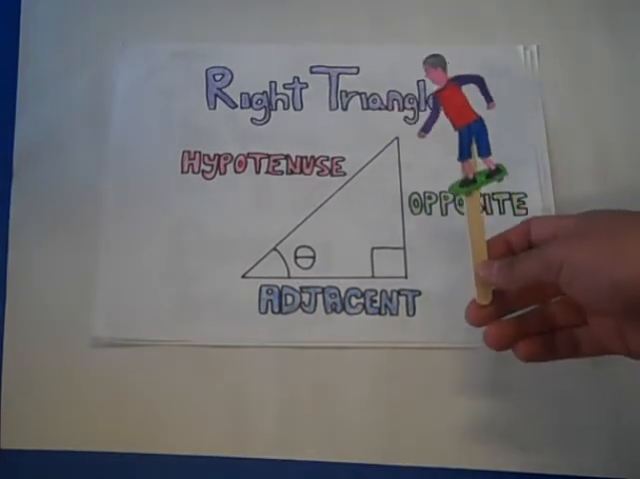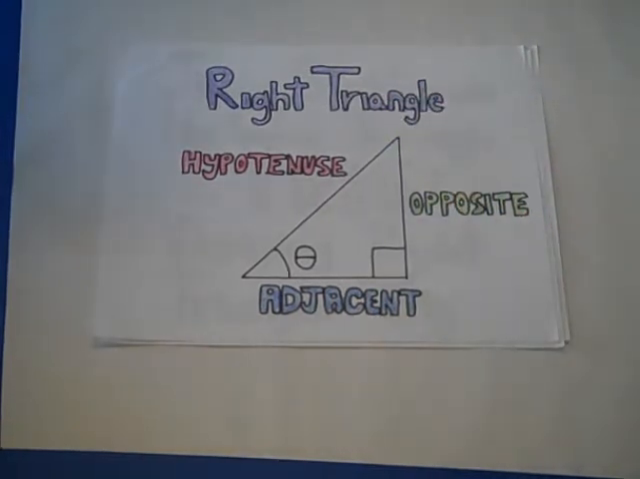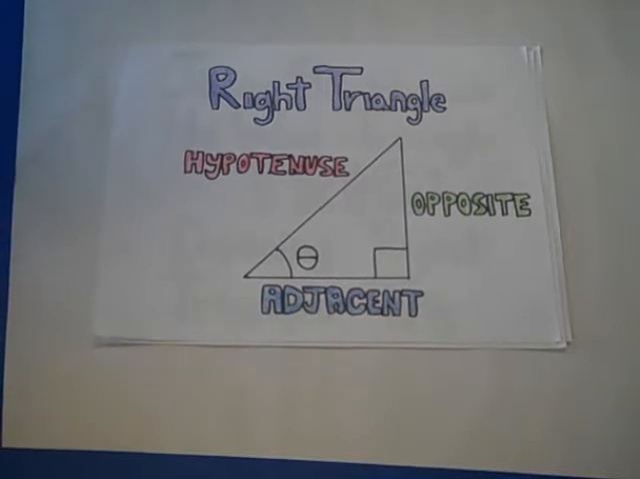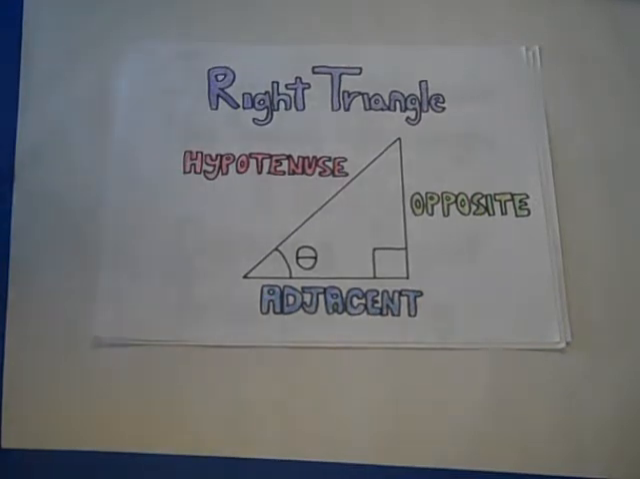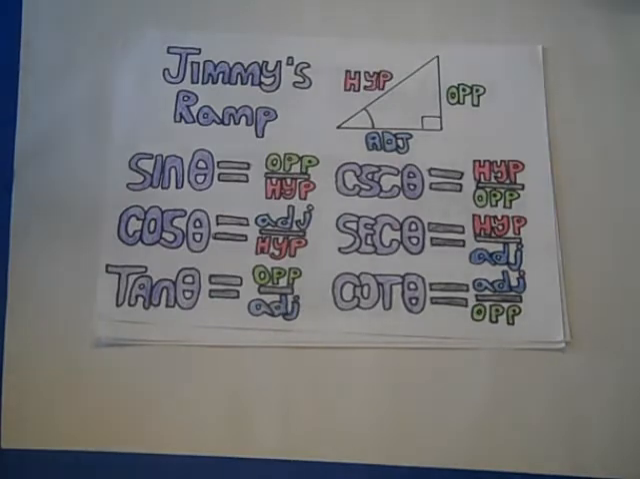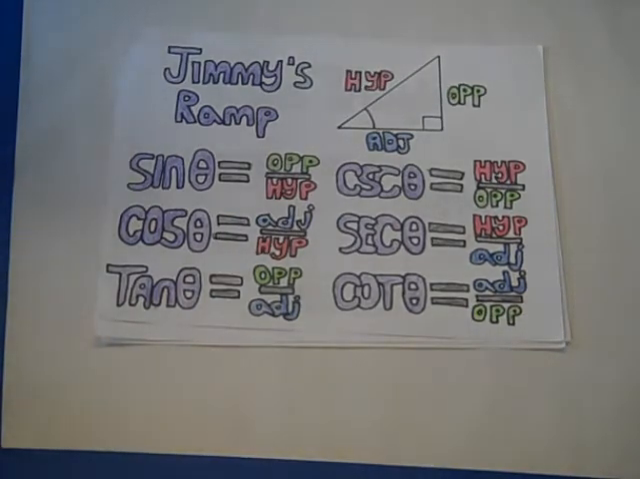The opposite and adjacent side lengths meet to make the right 90-degree angle, and the hypotenuse and adjacent sides meet to form theta. Assume that theta is an acute angle. Jimmy's skateboard will roll down the hypotenuse of the right triangle. We find the values of the trig identities in this chart using the side lengths of Jimmy's ramp.